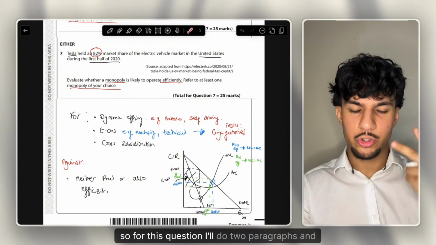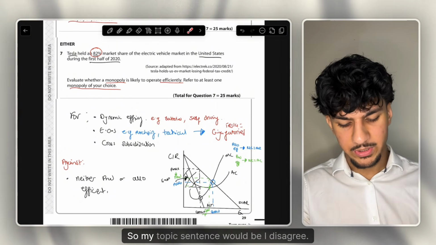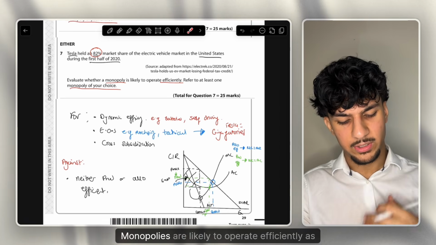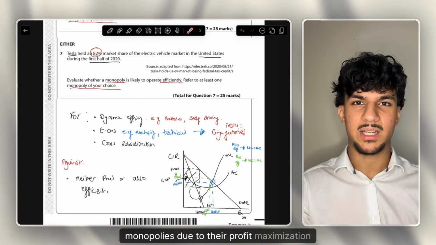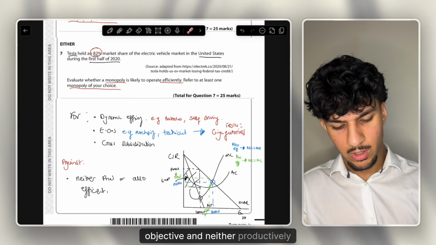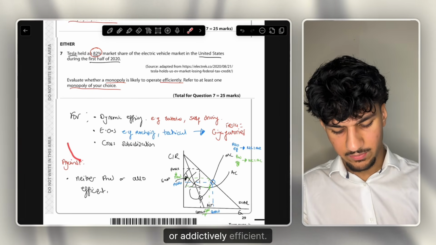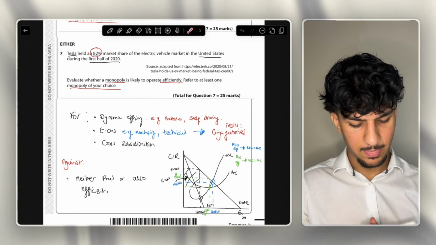So for this question, I will do two paragraphs. And the way I would do it, my topic sentence would be, I disagree, monopolies are not likely to operate efficiently, as monopolies, due to their profit maximization objective, are neither productively nor allocatively efficient. And that would be my topic sentence.